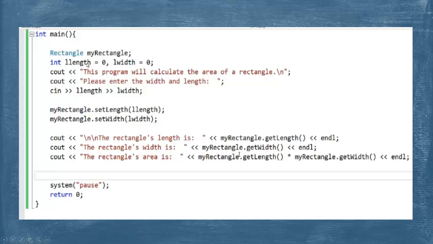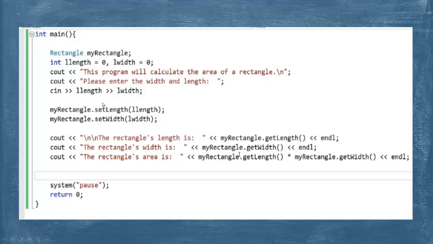So these are separate. Remember that length and width are private variables in the class, but oneLength and oneWidth are regular variables we can use in our main program. And then in this case, she initializes them to 0. Alright, and then you get some output to the screen. This program will calculate the area of a rectangle. Please enter the length and width. And then when they enter the length and width, it becomes oneLength and oneWidth.